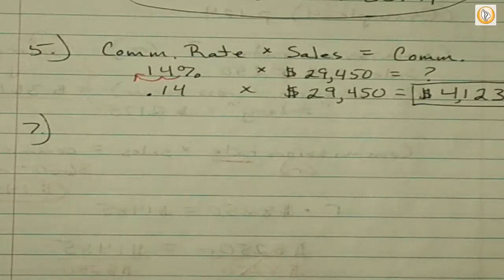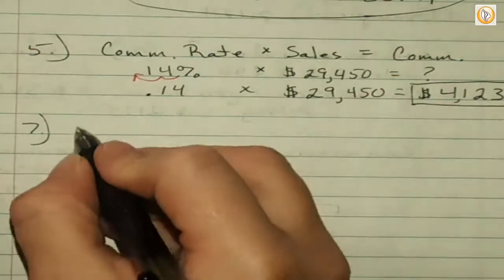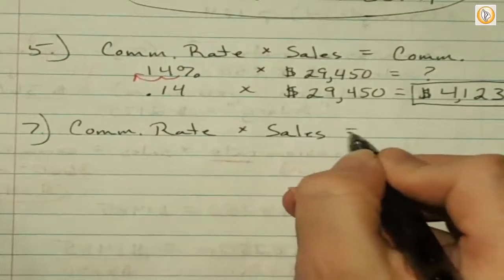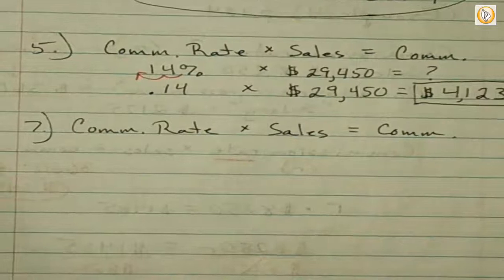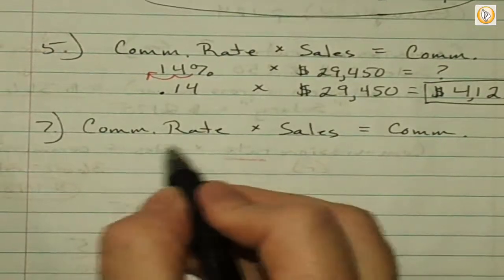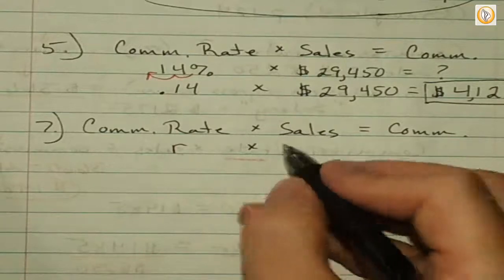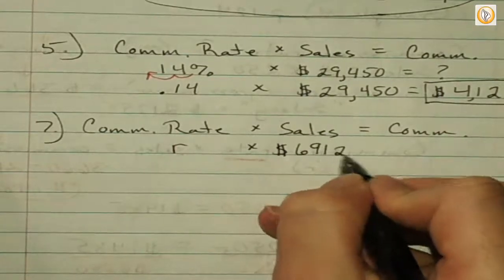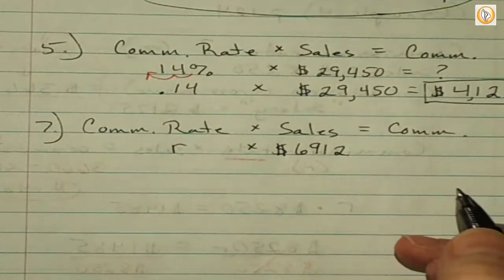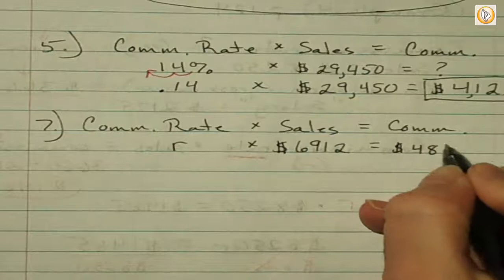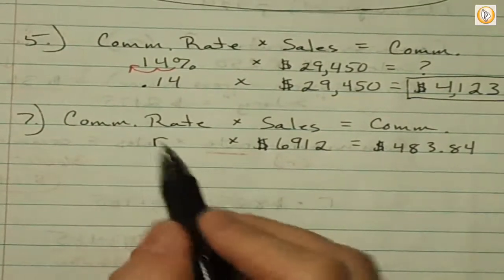Any questions so far? All right, now let's look at number 7. Number 7, this time they gave us the sales and the commission, but they left off the rate. Now, guys, don't let that freak you out. You're going to write your formula just like me, and you're going to plug in the information. They didn't give us the commission rate. I'm going to call it R. But they did give us the sales, 6,912, right? And the commission from whatever that was is $483.84. So we have to figure out what R is.